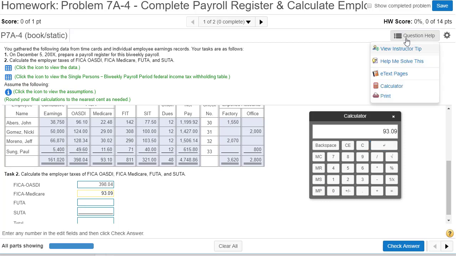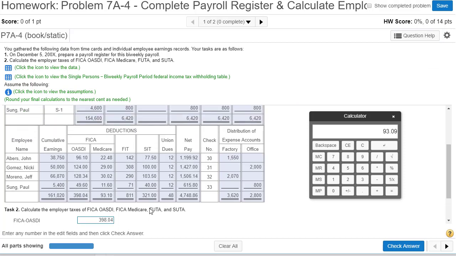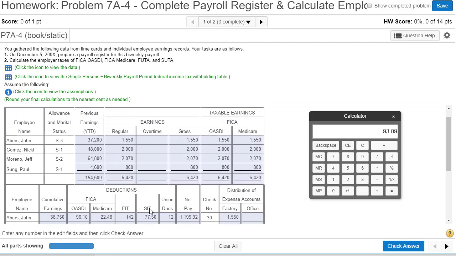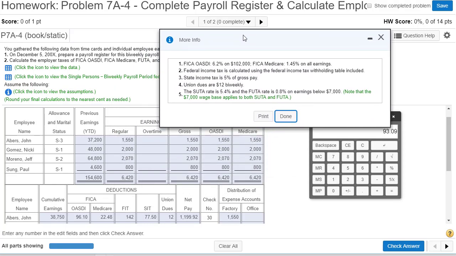So remember, the instructor tip said that this FUTA and SUTA is also calculated on the total taxable. So here's where my accounting lab or the authors did not do their job. We have taxable earnings for the two FICA taxes, but we should also have a taxable earnings column for FUTA and SUTA. Why? Because FUTA and SUTA has a wage base. The wage base is $7,000. So we can only calculate the tax on each employee's first $7,000 per year.